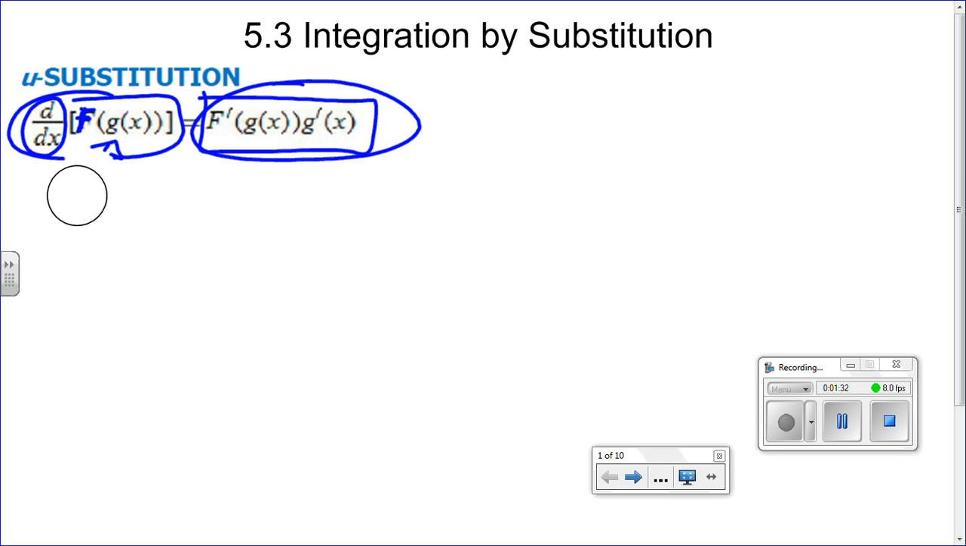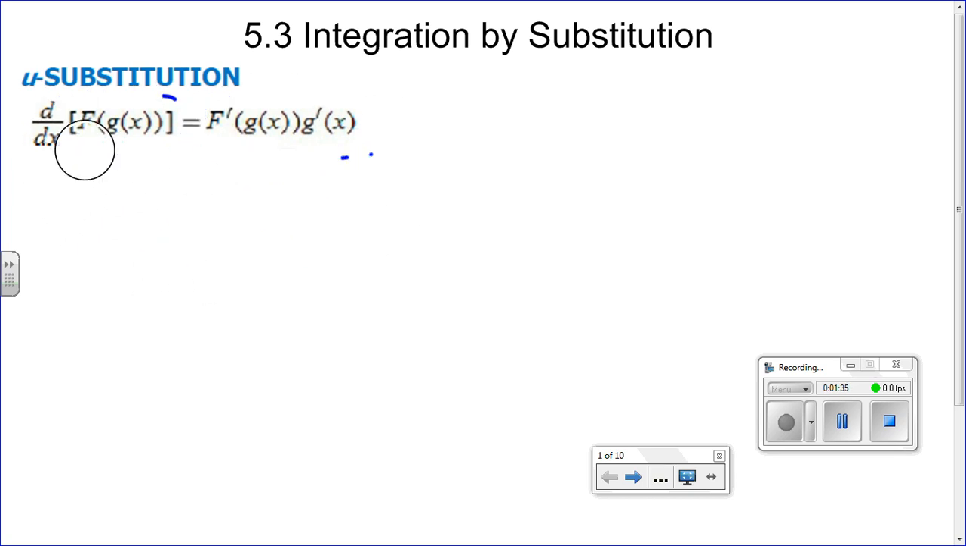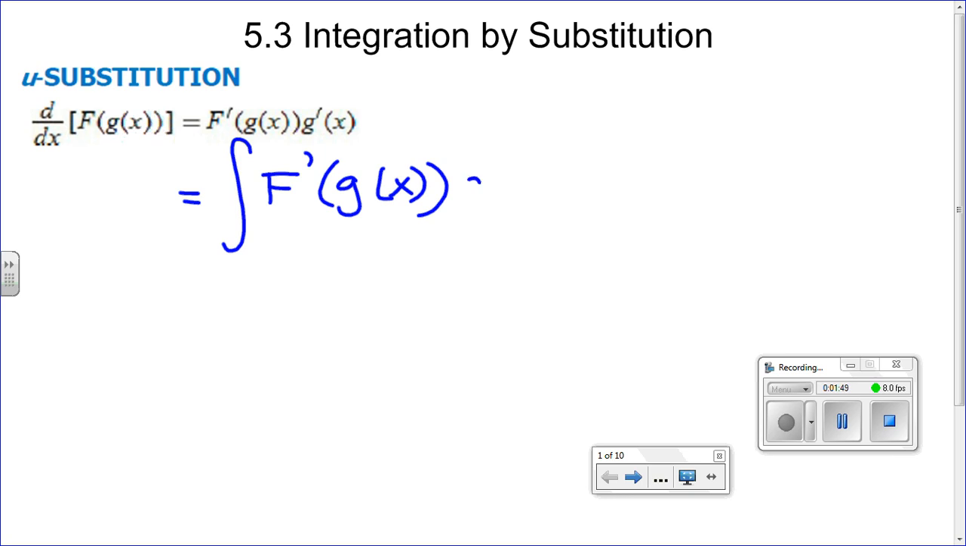Now, if we consider both notations and we take the integral on both sides, we will get something like this: the integral of f prime of g of x times g prime of x, and then for notation purposes, dx. And on the left side here, we're going to have the integral of the derivative of all this stuff here.